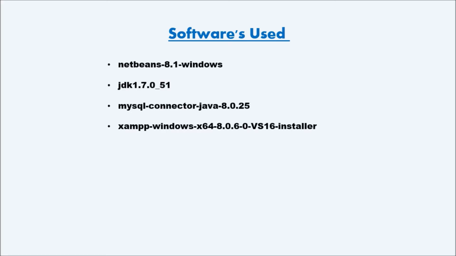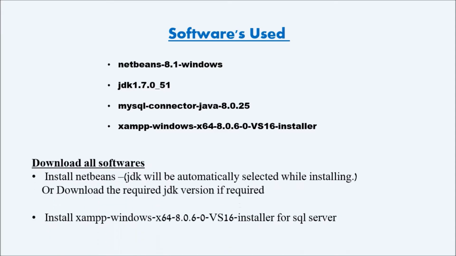You can see the list of software that can be used. We would need NetBeans, JDK, MySQL connector, and XAMPP installer. After downloading all these software, you will have to install them. So install NetBeans. JDK will be automatically selected while installing. If not, download the required JDK version accordingly. Also install XAMPP Windows installer for SQL Server.